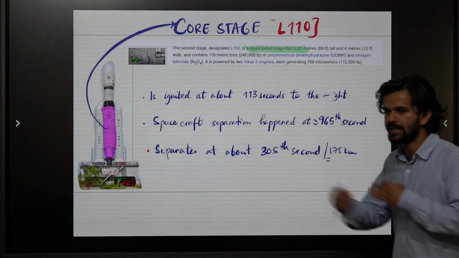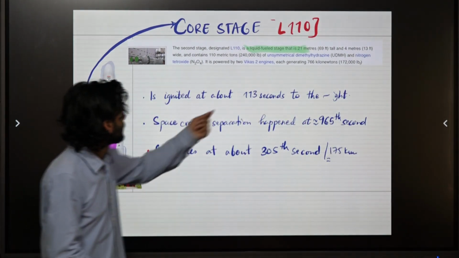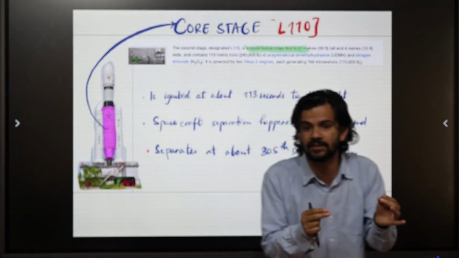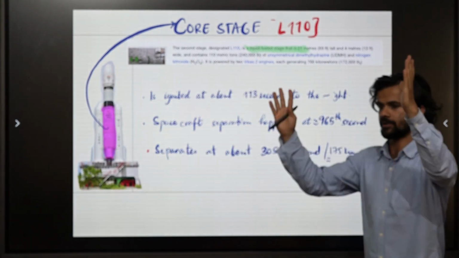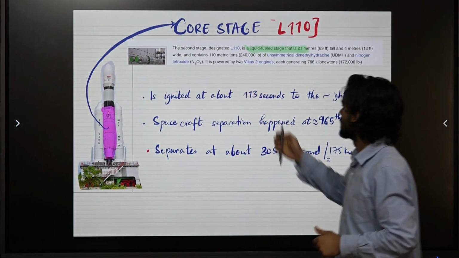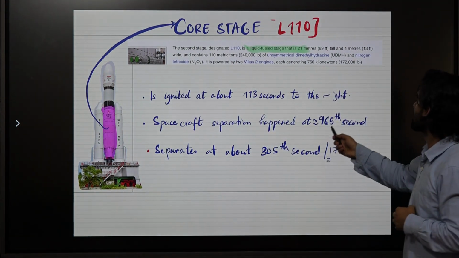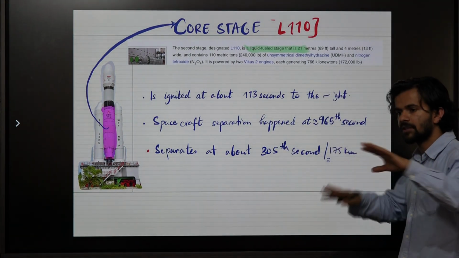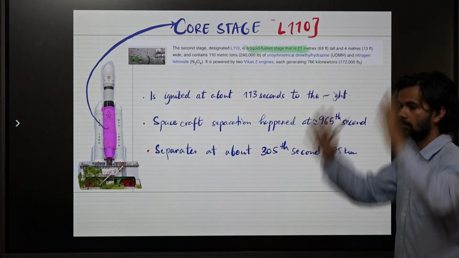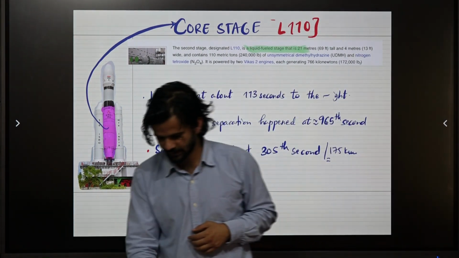When the flight happens, after about how many seconds? 113 seconds. Before 113 seconds, what's burning in the rocket? The boosters. After the boosters are almost over, this gets burned. And at about the 965th second, this separates from the whole rocket, the whole vehicle. We'll get into that later.